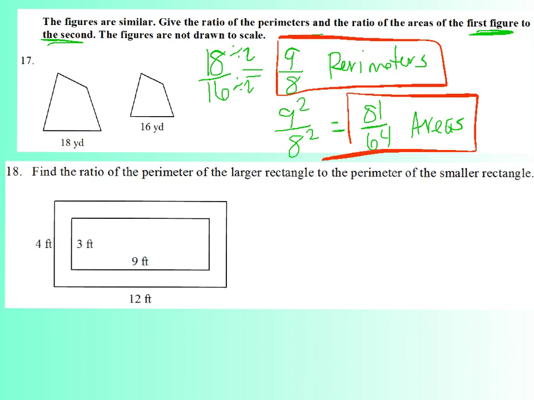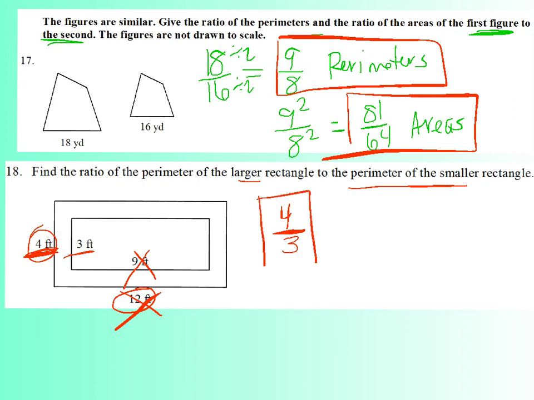Looking at number 18. It says find the ratio of the perimeter of the larger rectangle to the perimeter of the smaller rectangle. Okay, so for the larger one, we see we could use either side here. It's giving us two sides to choose from. We have the 4 of the larger one or the 12. It doesn't matter which one we use as long as we use the corresponding side for the smaller one. So I'm going to go with the smaller side so I don't have to reduce. So I'm going to forget about the 12 and forget about the 9. I'm going to say 4 over 3, since these are the corresponding ones, and you can't reduce that. So here's our answer.